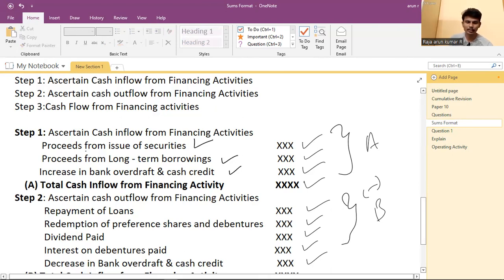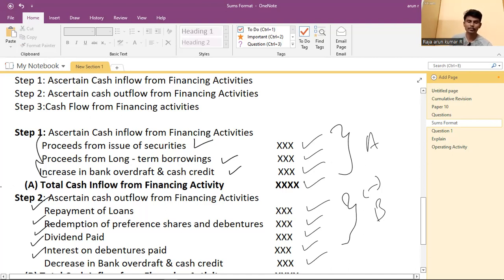These all are inflows of cash, and then the outflows of cash. Like I said before: repayment of loan, redemption of preference shares, dividend paid, interest on debentures paid, and decrease in bank overdraft and cash credit. These all are outflows of cash. If you pay the loan, cash goes out.